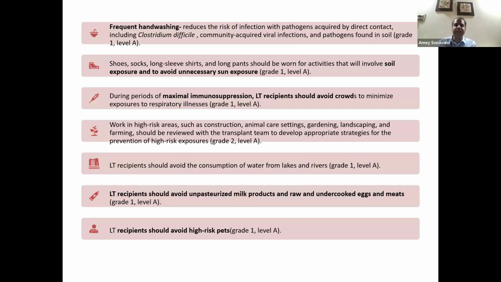We should advise these patients to avoid drinking direct water from lakes and rivers, and to boil the water as much as possible. Do not use unpasteurized milk products, raw or undercooked eggs and meats, and avoid high-risk pets, especially in the first year post-transplantation. These are the general instructions that you would give these patients post-transplant.